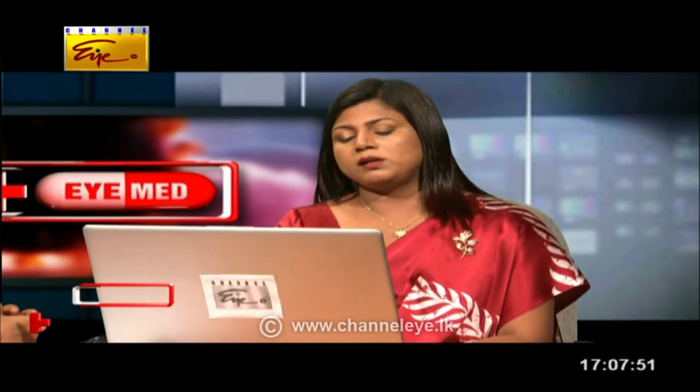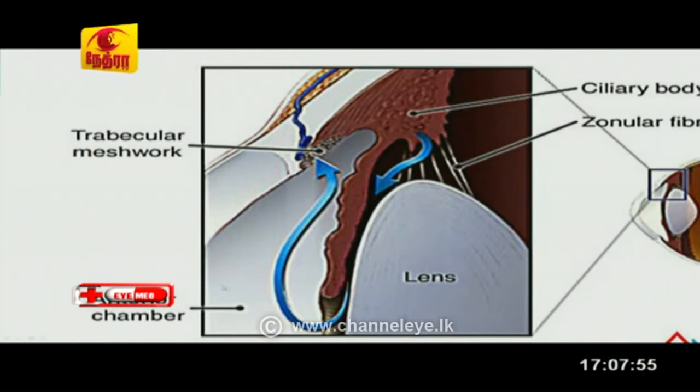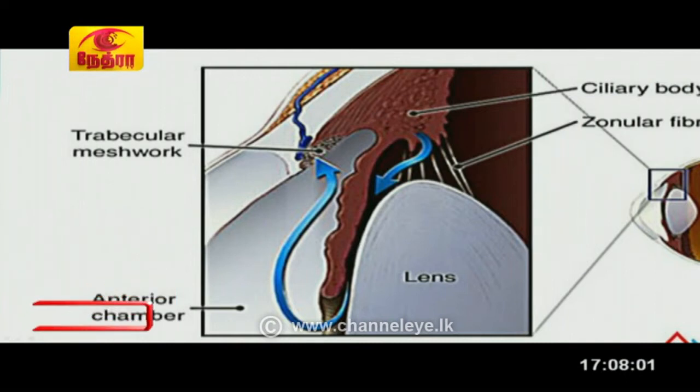Mostly you can see this picture. This is the normal pathway in the anterior part of the eye. The eyeball is filled with aqueous humor in the anterior part, and vitreous humor in the posterior part. So we are dealing with the anterior part now. There's something called aqueous humor.